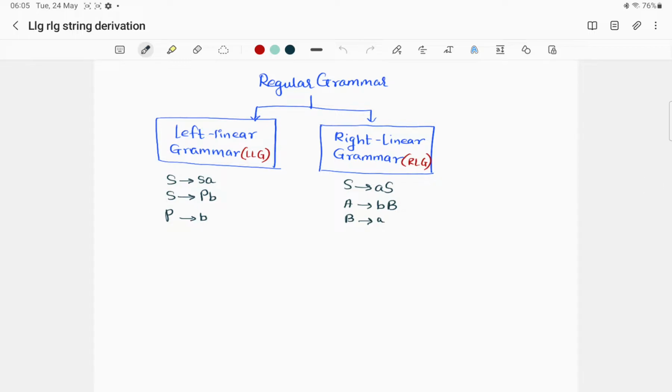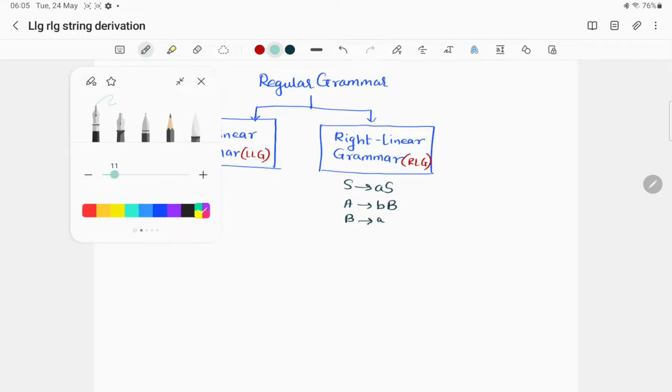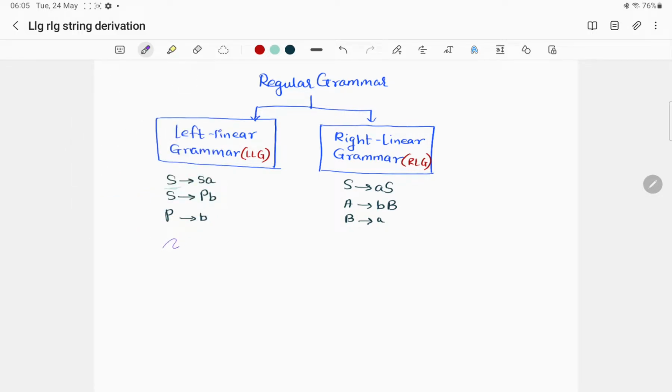So what exactly is a left linear grammar? Left linear grammar is a grammar in which we have rules given like this. If you observe properly in this rule, on the left hand side we will always have one capital letter. Any capital letter that is coming we call a non-terminal. A non-terminal is a capital letter. We also call it a variable.